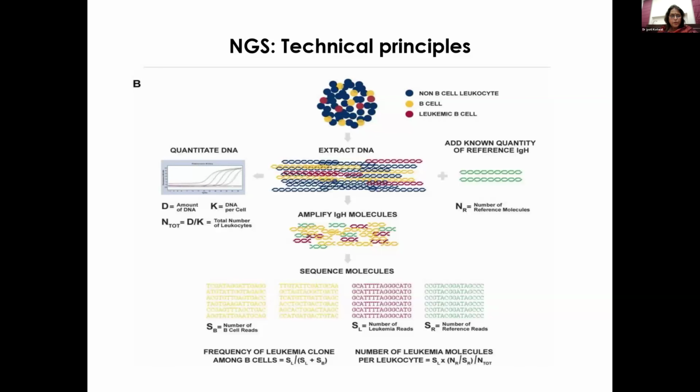So once you sequence, you get the number of B cell reads, you get the number of leukemic B cell or myeloma cell reads, and you get the number of reference reads. And from this, you calculate the frequency of the leukemia clone amongst the B cells, and also the number of leukemia molecules per leukocyte. And that is how you can report the minimal residual disease on NGS. Next slide.